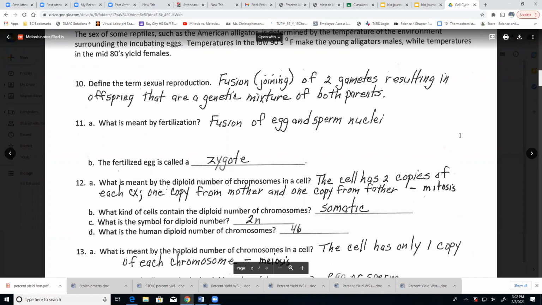So when we talk about diploid number, that's going to be all of our body cells, or our somatic cells. That means they have two copies of each chromosome, 23 pairs, two copies. One from the mother and one from the father. They got that through the process of mitosis. So the symbol for diploid is 2N. So in humans, that would be 46.